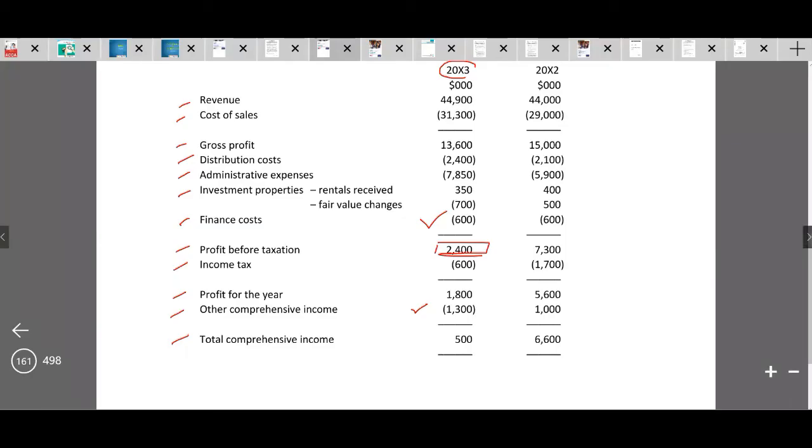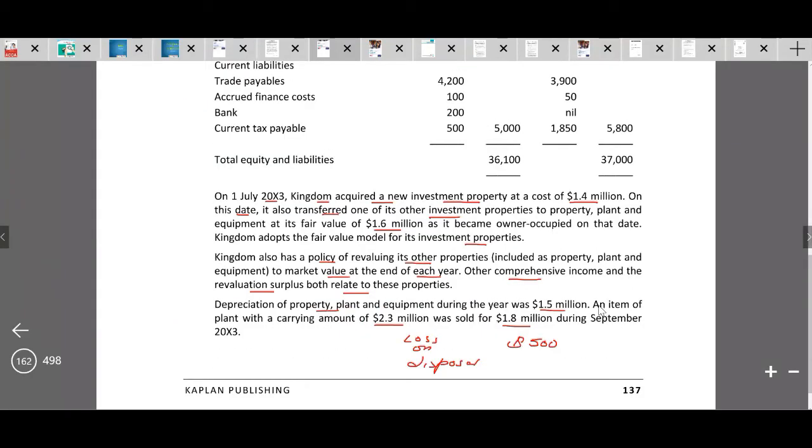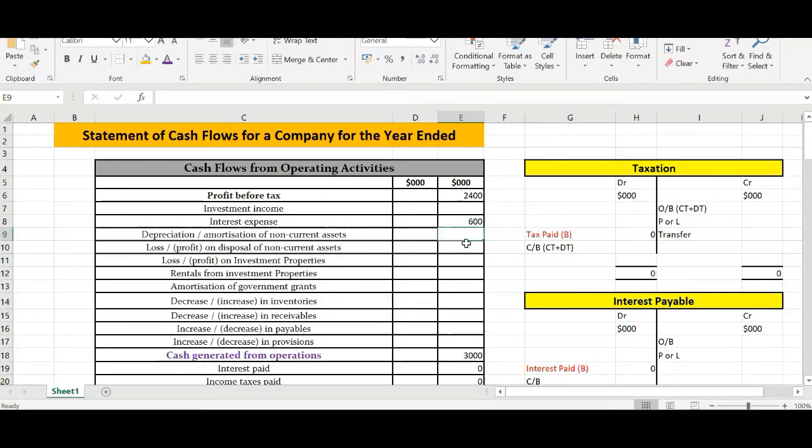Yes, we do remember that there was a depreciation and the depreciation is 1500. So let's go back and we have the depreciation which is 1500. Again, depreciation has been deducted while making the statement of profit or loss. So we have to add it back because depreciation is a non-cash expense. Okay, do we have the profit or loss on disposal?